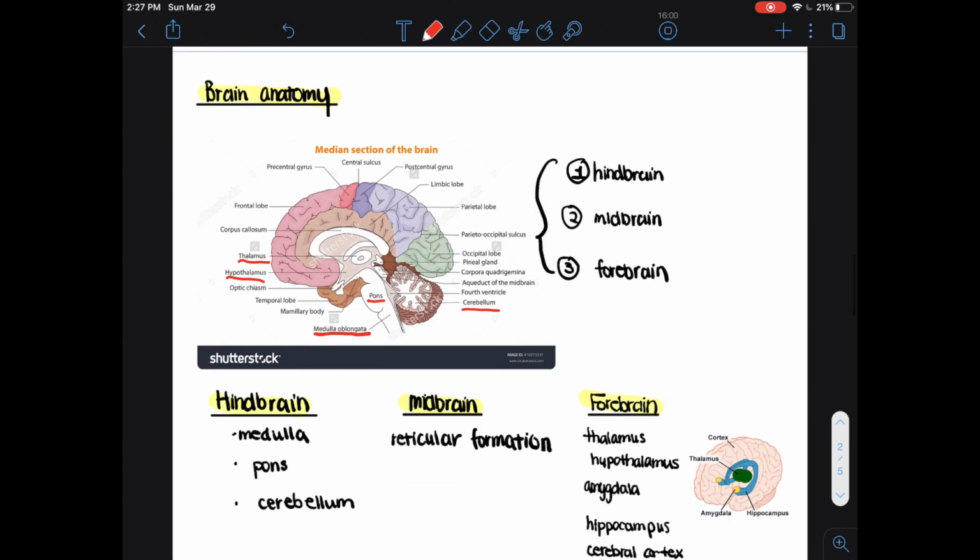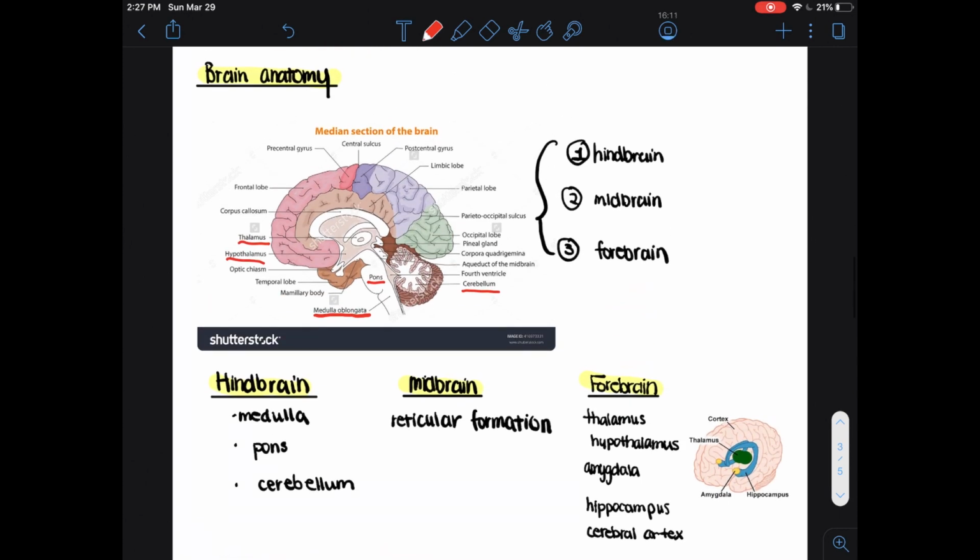Okay, so moving on to the brain anatomy. Your brain is made out of three parts. You have your hindbrain, midbrain, and your forebrain. So first onto your hindbrain. There are three important parts of it that you need to know. Firstly is your medulla. Your medulla controls your blood pressure, heart rate, and breathing, and it's right above the spinal cord. So you can see it right here.